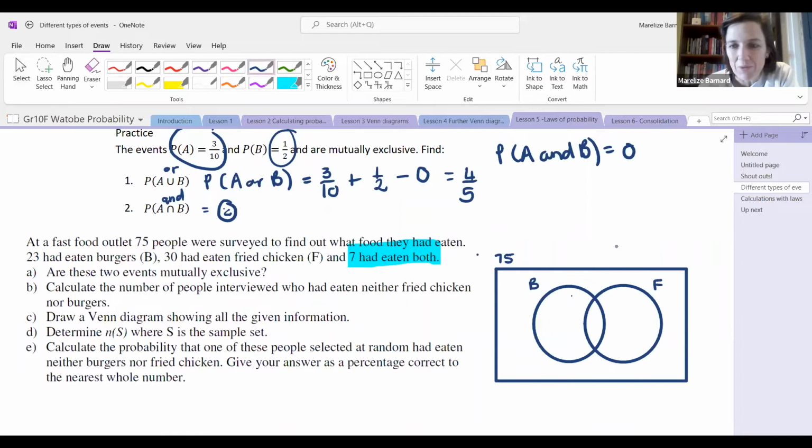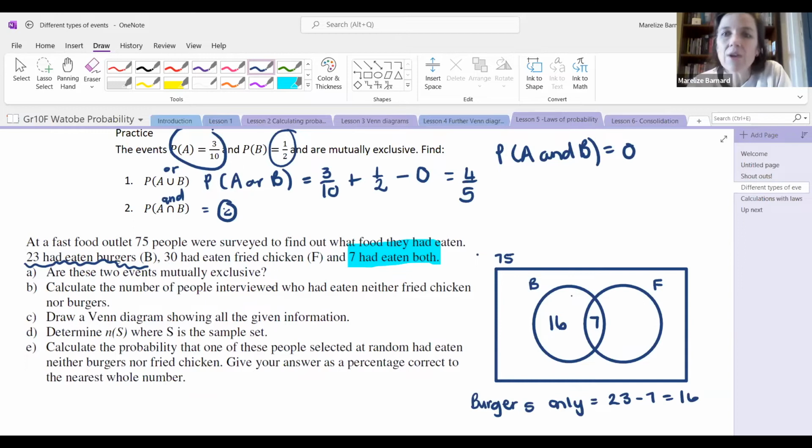Okay, let's have a look, everyone. So the 7 are those who ate both. Now, altogether, 23 people ate burgers. And if you remember from last week, Thursday's lesson, we cannot double count the 7 who ate both burgers and chicken. So the 23 include those people who ate both. So we have to subtract the 7 from the 23. So to get burgers only, we'd go 23 minus 7. So burgers only, I'm going to write it here. 23 minus 7 gives me 16.